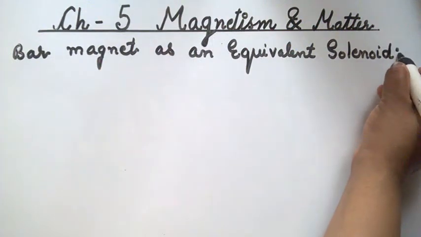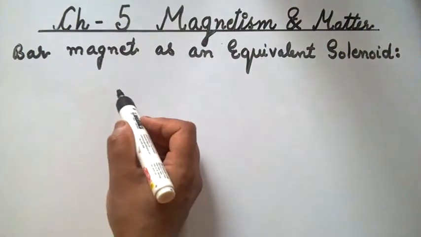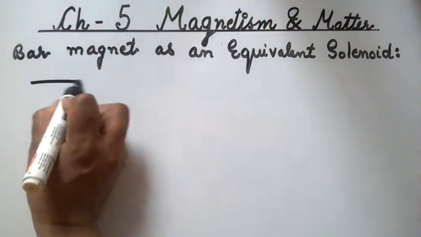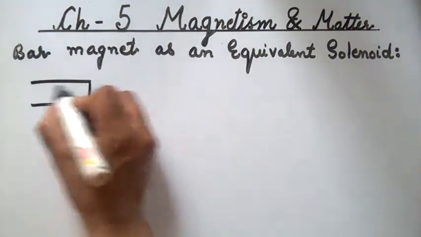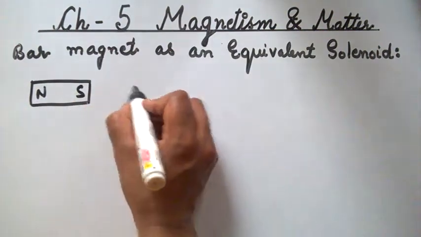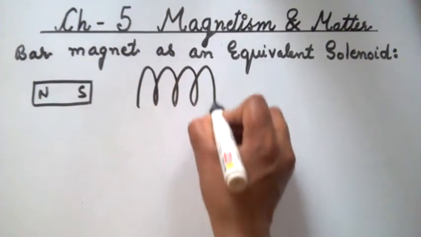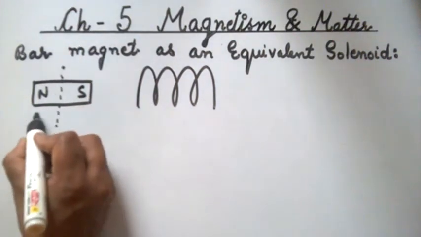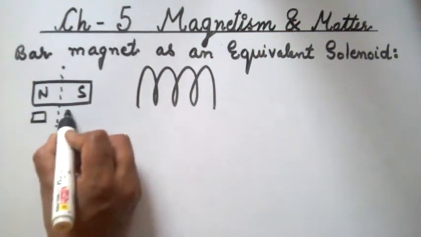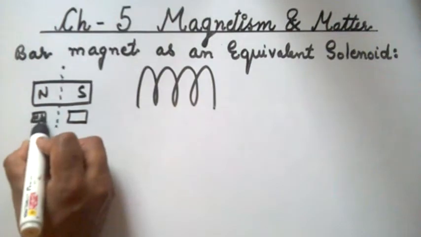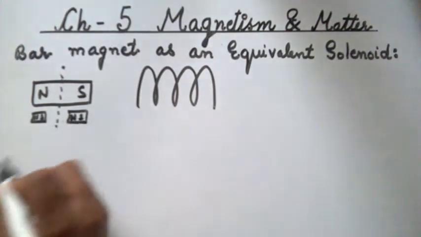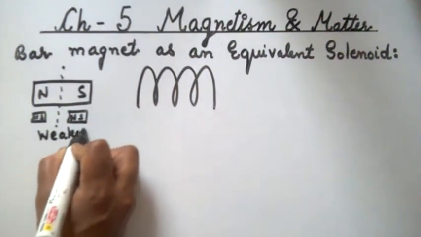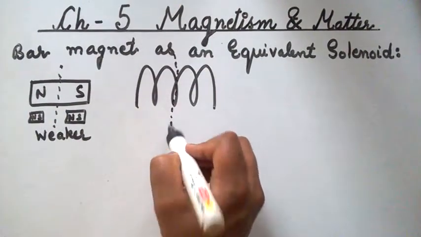We have studied that the magnetic field lines produced by a bar magnet are similar to the magnetic field lines produced by a solenoid as well. We know that a bar magnet consists of two poles. If we divide or cut it into two parts, it will divide into two smaller bar magnets having separate north and south poles, that is dipoles in each fragment, and it will be a weaker magnet.